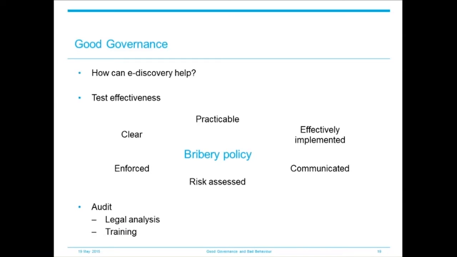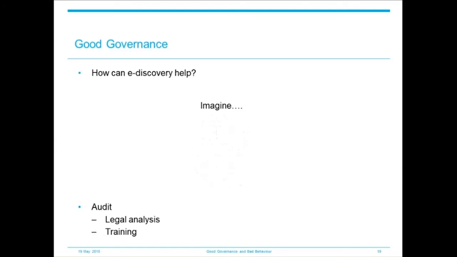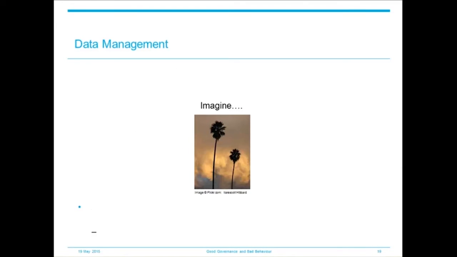Therefore, if, as in our scenario, your company is in an industry at risk of bribery or corruption, e-discovery can be an effective way to ensure you have proper policies in place and avoid potentially grievous penalties. And that brings us on to the last situation we are going to look at today in detail, that being how e-discovery can help in data management.